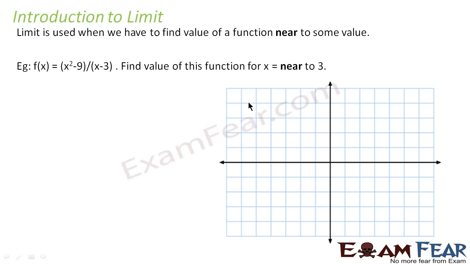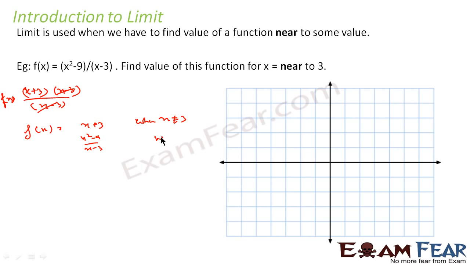If you see, x square minus 9, I can say (x plus 3) into (x minus 3), and this by (x minus 3). This is f(x). So when x is not equal to 3, I can cancel this. So f(x) is equal to x plus 3 when x is not equal to 3, and it is the whole thing, that is (x square minus 9) by (x minus 3), when x is equal to 3. This is the equation we have.